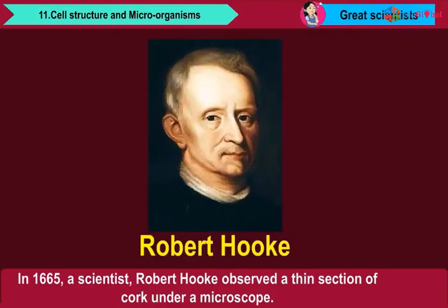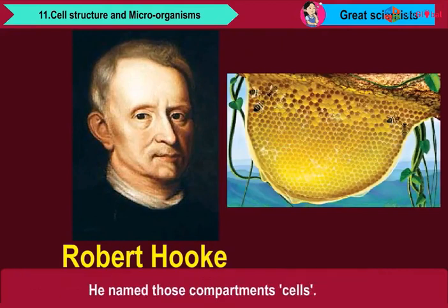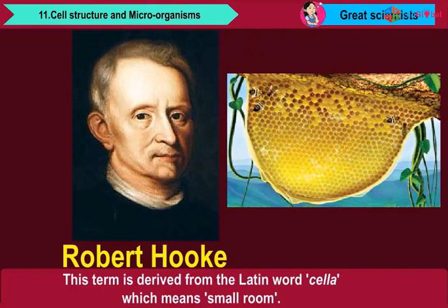Great scientist. In 1665, a scientist, Robert Hooke, observed a thin section of cork under a microscope. In this section, he saw hexagonal compartments like those of a beehive. He named these compartments cells. This term is derived from the Latin word cella, which means small room.